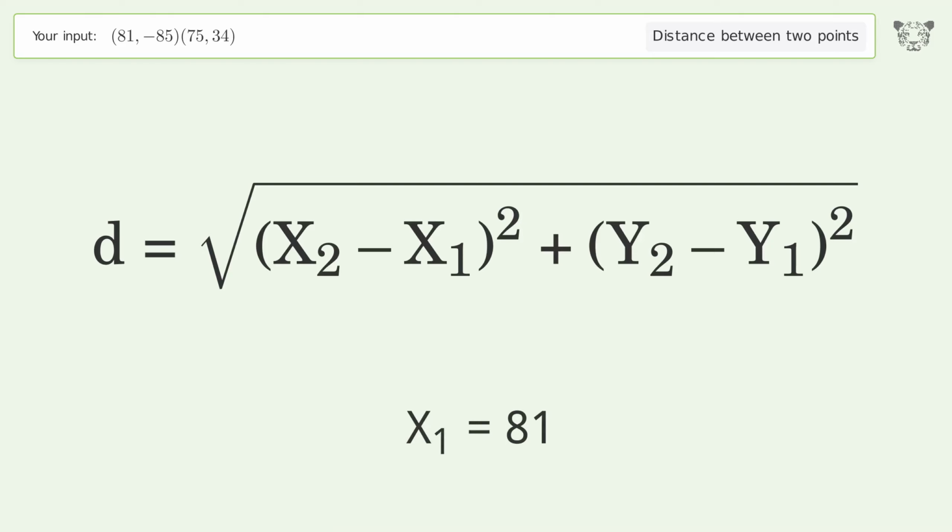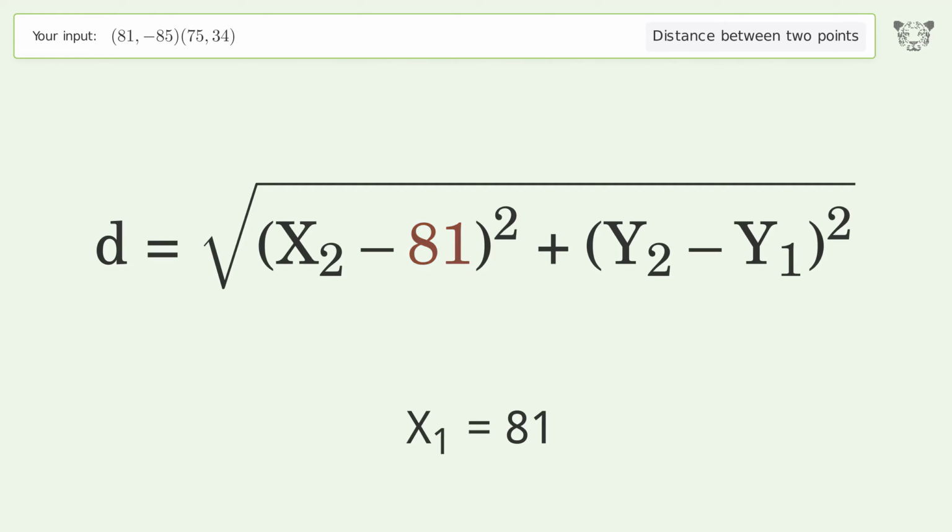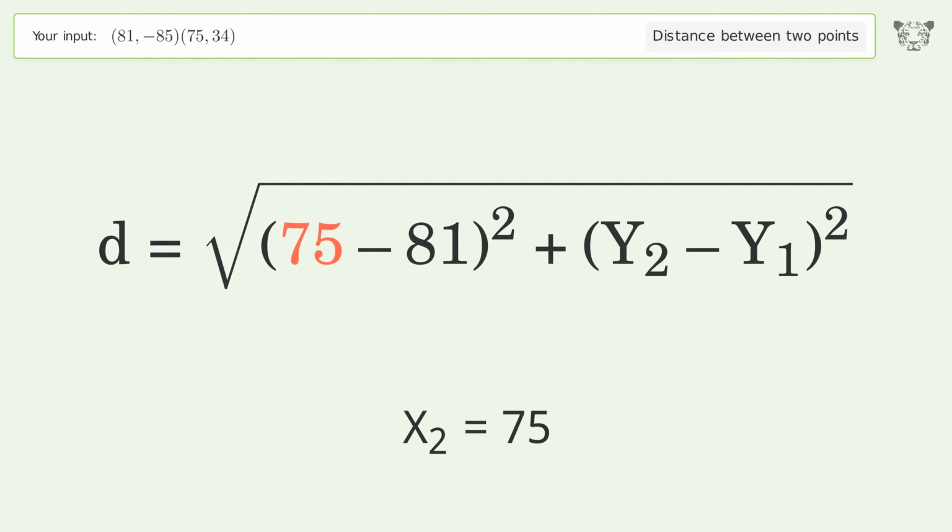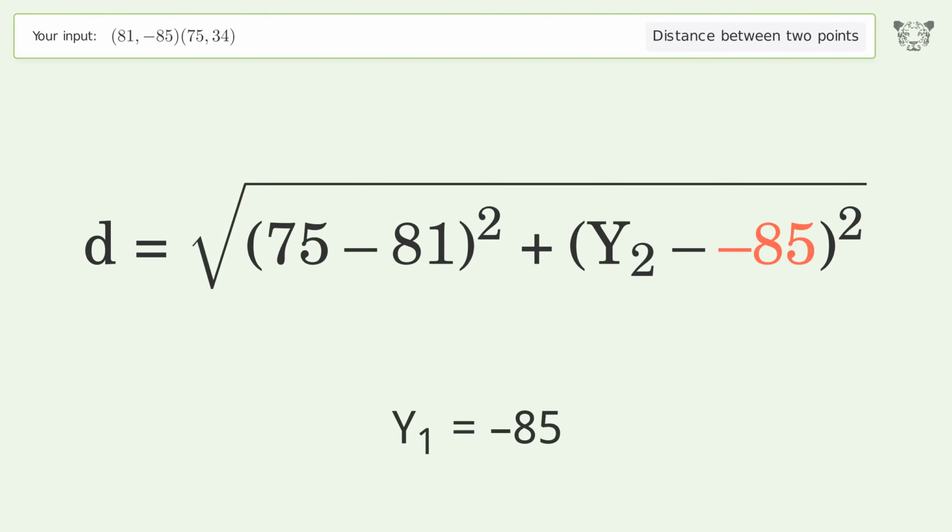x1 equals 81. x2 equals 75. y1 equals negative 85. y2 equals 34.